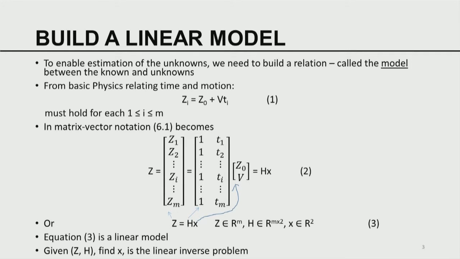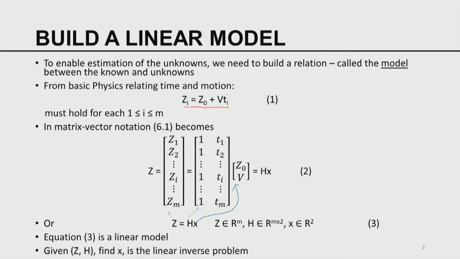In order to be able to formulate the inverse problem, I need a mathematical model. The mathematical model is one that relates the known to the unknowns. In this case, the unknowns are z naught and v, the knowns are zi and ti. The model is now based on simple basic physics. From basic physics, we know that if a particle started at position z naught and traveling with a constant velocity v, the position zi that it would be at time ti is given by this simple relation from fundamental physics. So, this relation relates the unknown z naught and v to the known zi and ti. I have m values, I have m equations like this.